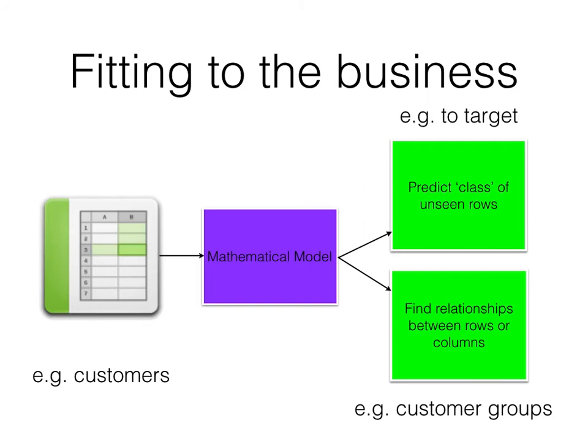Going back to the example again, the top one, predicting class of unseen rows, it's a prediction, so it's supervised machine learning. And the bottom one, finding relationships between data points, rows and customers, we're not trying to predict anything, we're just trying to make sense of the data, so that's an example of the unsupervised approaches.